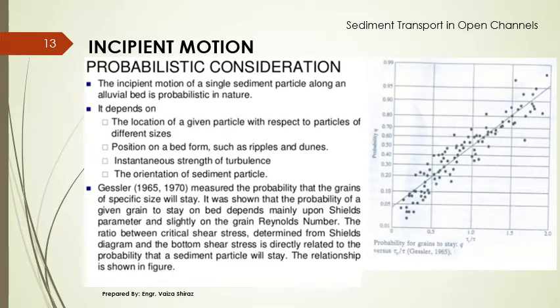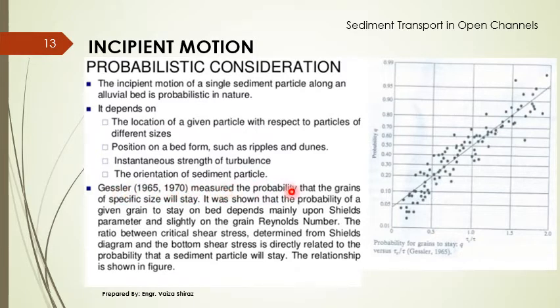Next consideration in the incipient motion is the probabilistic consideration. The incipient motion of a single sediment particle along an alluvial bed is probabilistic in nature. It means you cannot predict the actual behavior or trend of the movement of the particles. It depends upon the location of a given particle with respect to the particles of different sizes, the position on a bed form such as ripples and dunes, the instantaneous strength of the turbulence, and the orientation of the sediment particles.